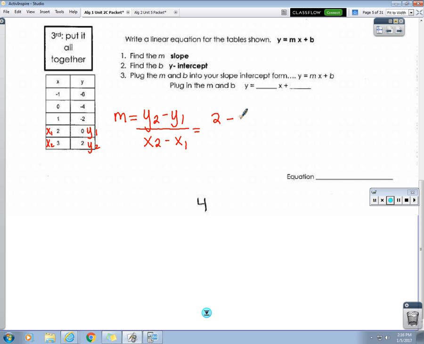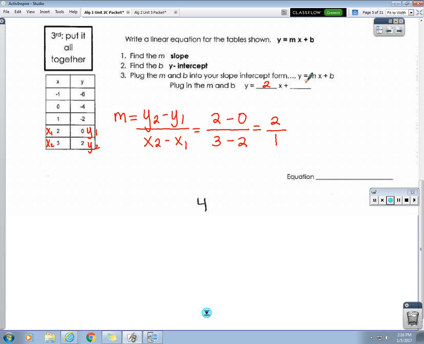So 2 minus 0 over 3 minus 2. 2 minus 0 equals? No, 2. Oh my gosh. 3 minus 2 equals 1. So you just found the slope. The slope is 2. You can leave it 2 over 1, but you don't have to.